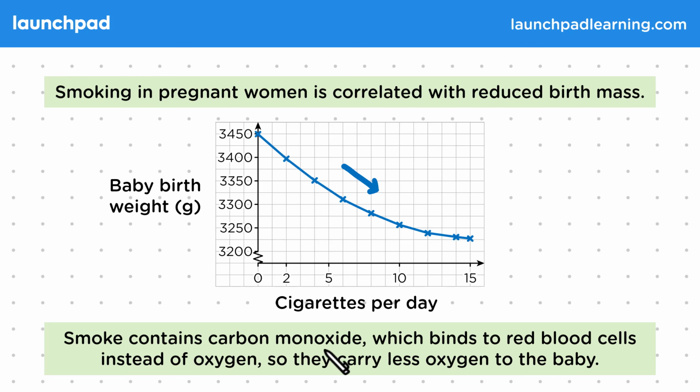Smoke contains carbon monoxide, which binds to red blood cells instead of oxygen, so they carry less oxygen to the baby. This is an example of causation, as more cigarettes leads to less oxygen carried to the baby, which in turn leads to less respiration, which causes less growth.